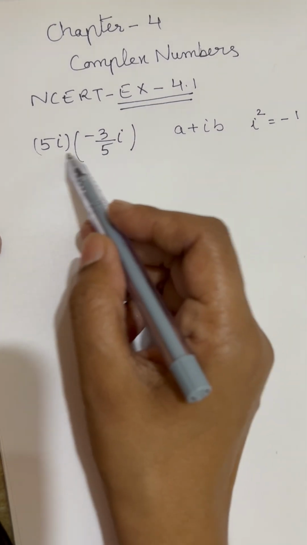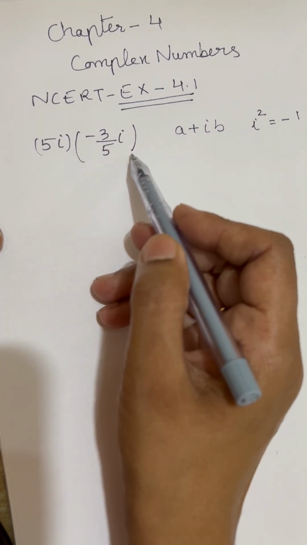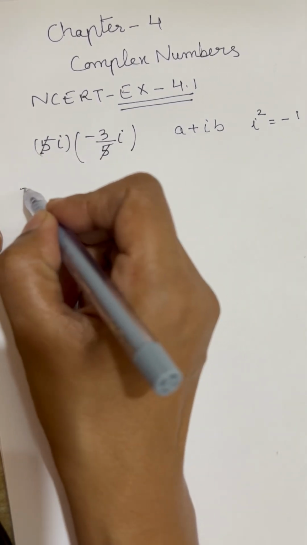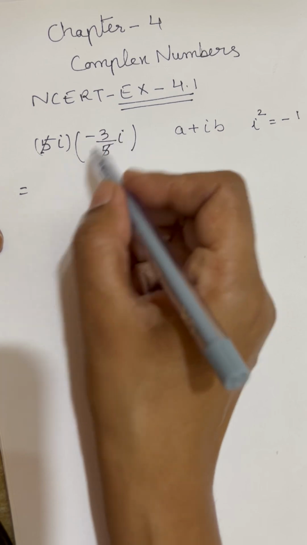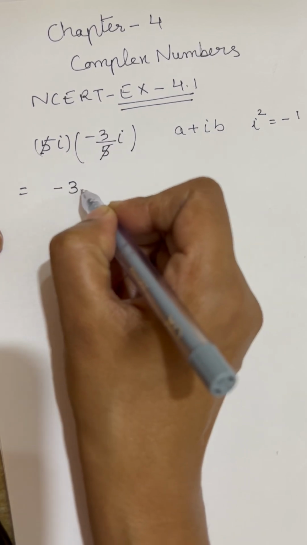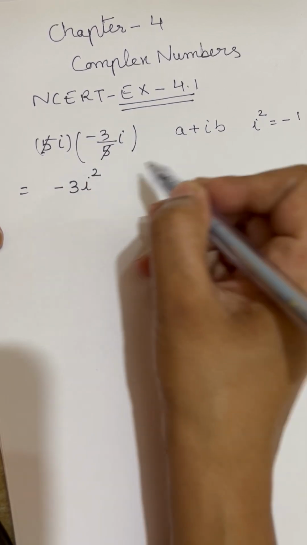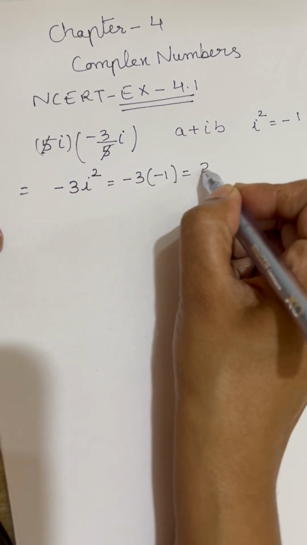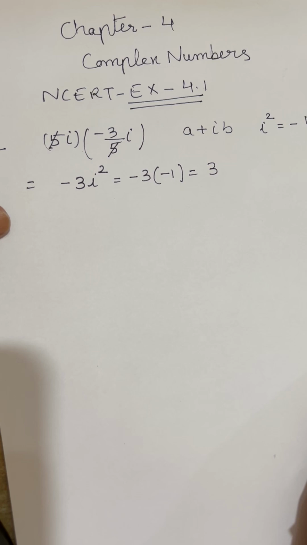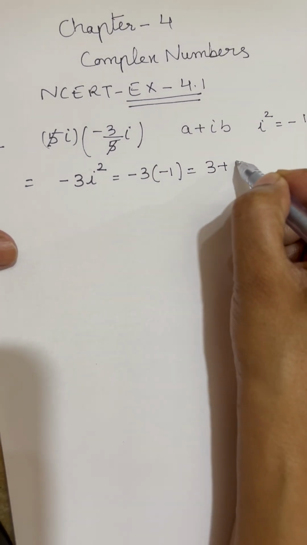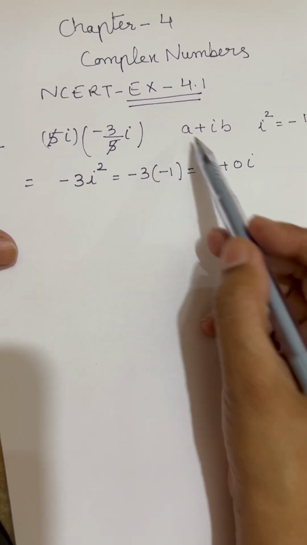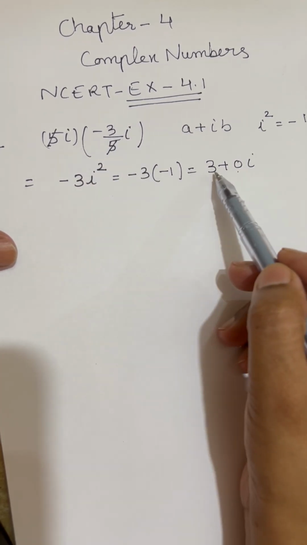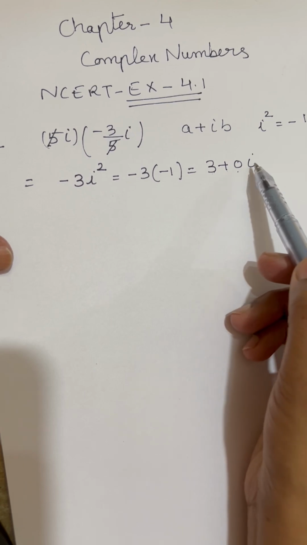So first question is 5 iota into minus 3 upon 5 iota. Here 5 cancels out with 5. So what is left? Iota into minus 3 iota. So this is equal to minus 3 iota square. And iota square की value यहाँ डालेंगे, it becomes plus 3. That's it. So it can be written as 3 plus 0 iota. So here a is 3 and b is 0. We have expressed this question in the form a plus iota b.